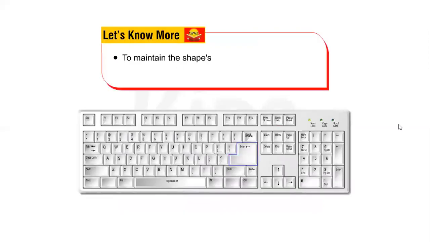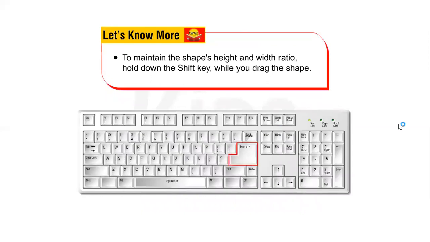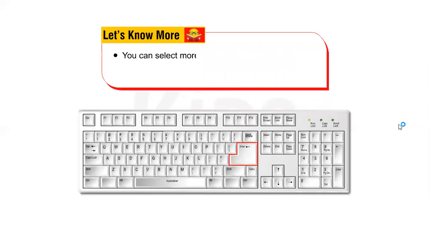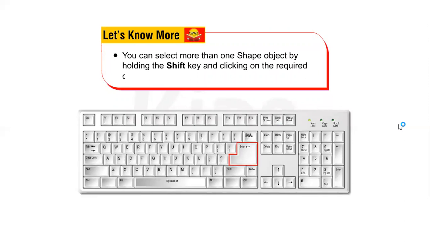Students know that to maintain the shape's height and width ratio, hold down the Shift key while you drag the shape. You can select more than one shape object by holding the Shift key and clicking on the required object.